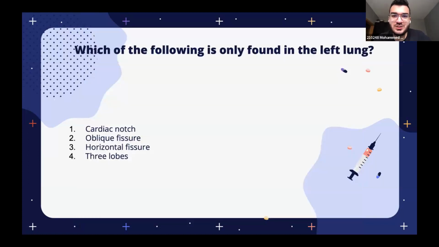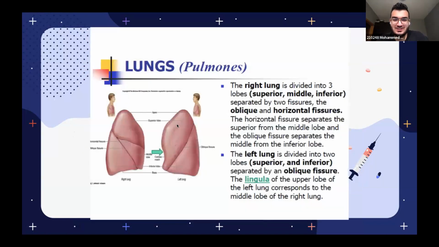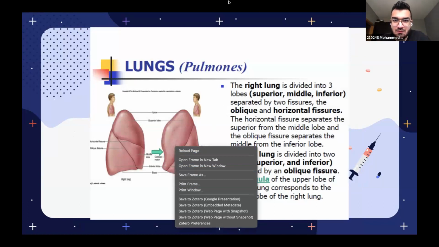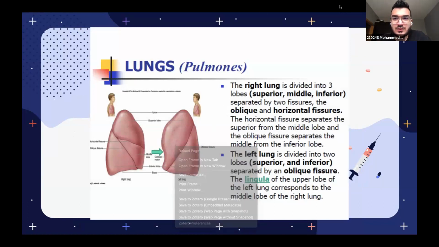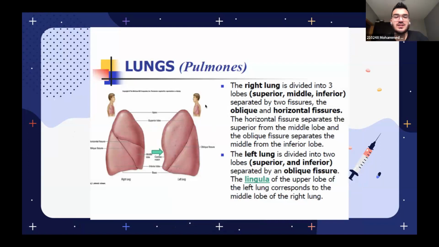Okay. So question number two. Which of the following is only found in the left lung? Is it the cardiac notch? Is it the oblique fissure, horizontal fissure, or arterial? Everyone's saying one. You're right. It's the cardiac notch, as you can see here. There's a cardiac notch right here. All clear? All good? Easy? It's an easy question. It's a pure recall question. Should I move on to the next one?